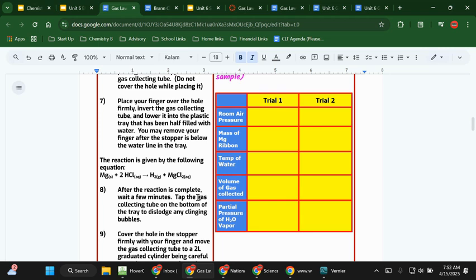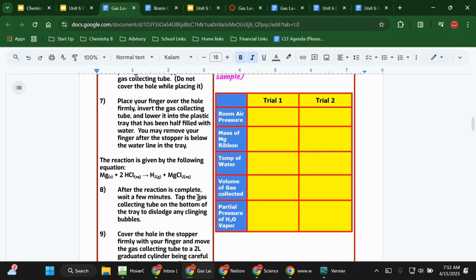Okay? You will straighten out your piece of copper wire so that you can use it again in the next trial. Good luck. You're doing better than I am if you can get this done and straight. There we go.